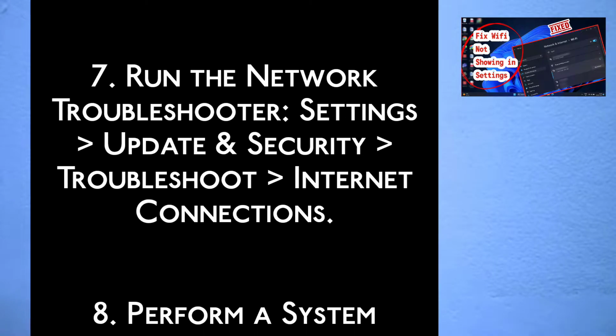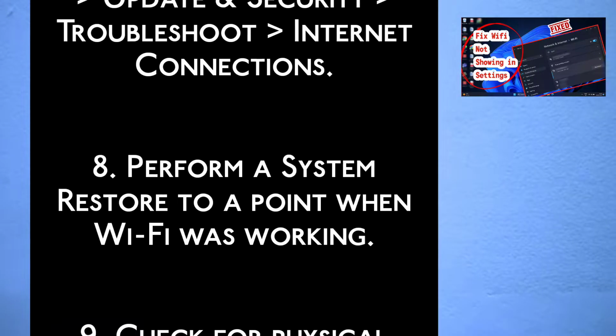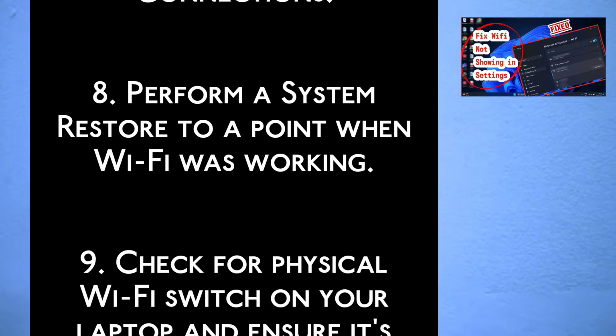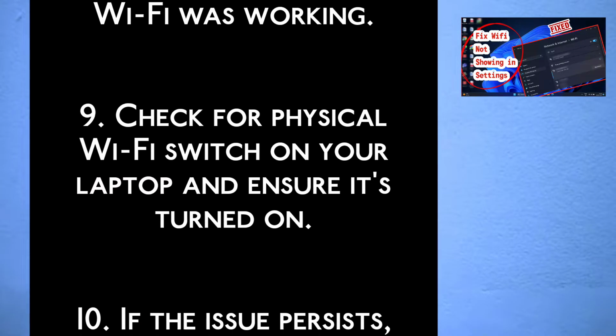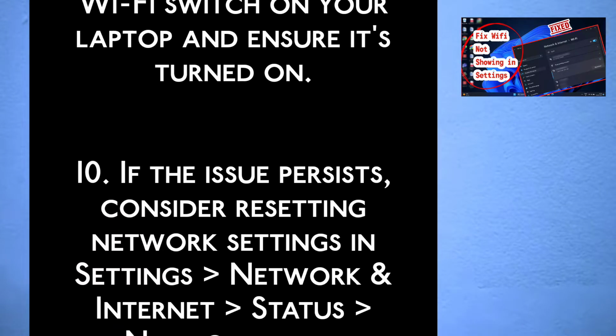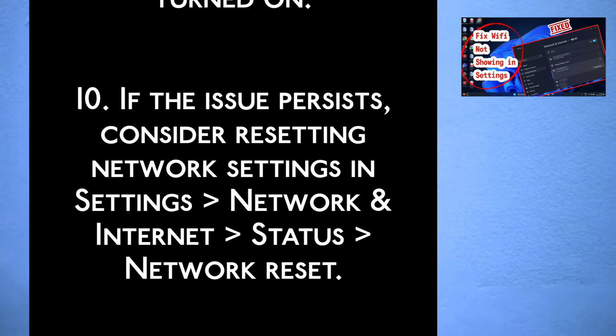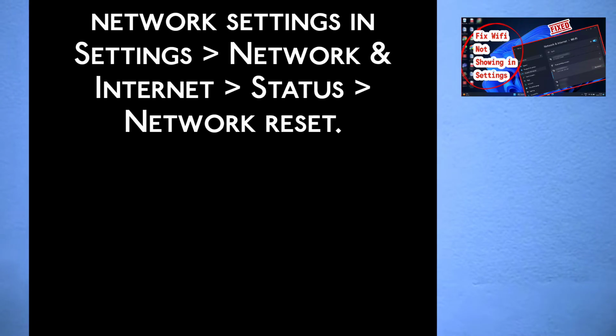Go to settings, then update and security, then troubleshoot, then internet connections. Step 8. Perform a system restore to a point when Wi-Fi was working. Step 9. Check for physical Wi-Fi switch on your laptop and ensure it's turned on. Step 10. If the issue persists, consider resetting network setting in settings, then network and internet, then status, then network reset.